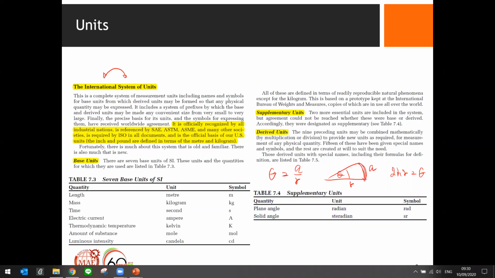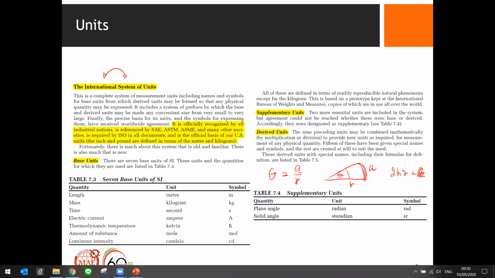Sorry, this is a. Right. Actually, it's a over r equal to 2 pi. It tells us that for this angle, a circle has the arc length equal to this value.